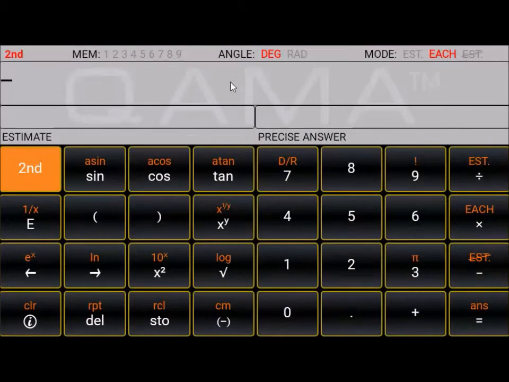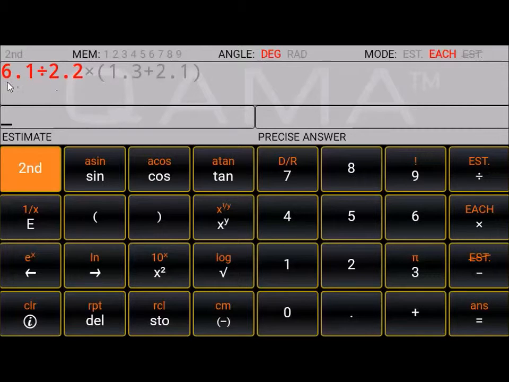So let's use something which shows more of the estimation tools of the QAMA. If we do the same kind of problem but with some decimals, let's say 6.1 divided by 2.2 times, because we use the operator to get rid of the ambiguity, 1.3 plus 2.1. Okay, let's go into the each mode so we can see the whole process. Each mode is on. So now press equals, and we have to estimate this part.